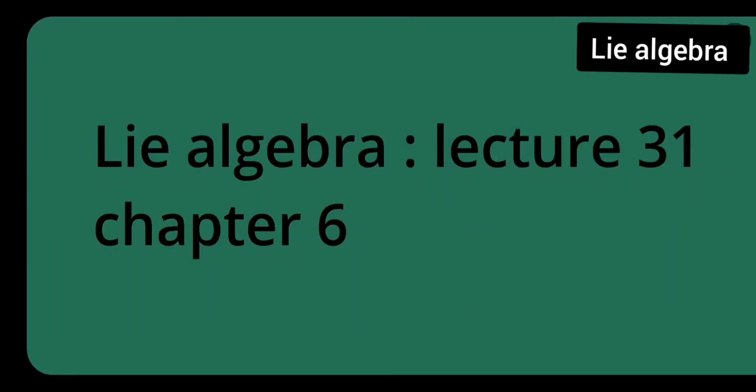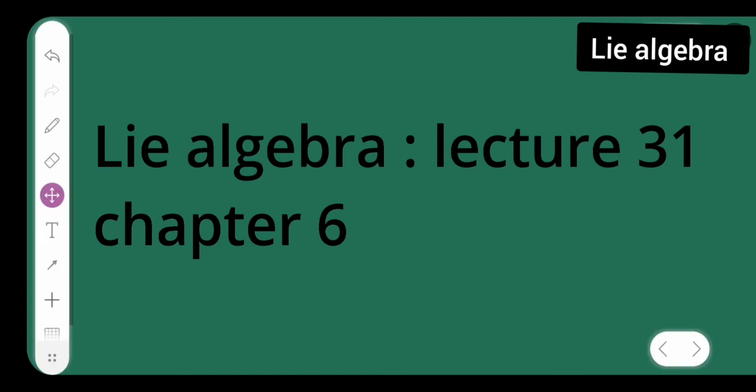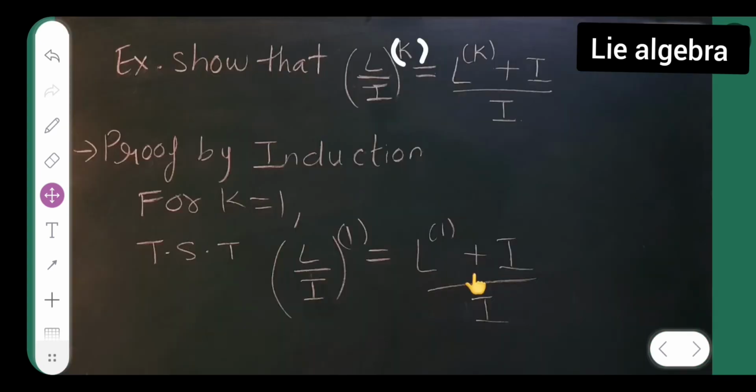So Lie algebra lecture 31, chapter 6, that is solvable Lie algebra. Let me start with the exercise problem now. Show that (L/I)^(k) is equal to (L^(k) + I)/I. Now this exercise problem we have to prove by induction.